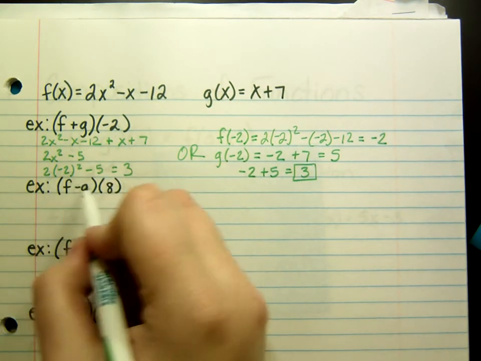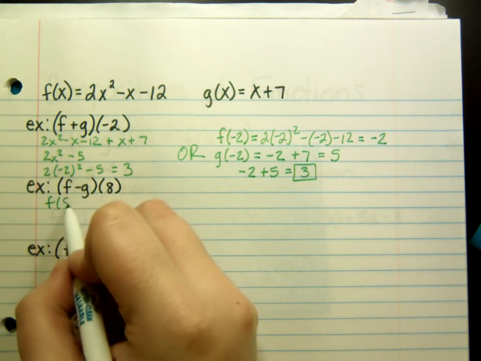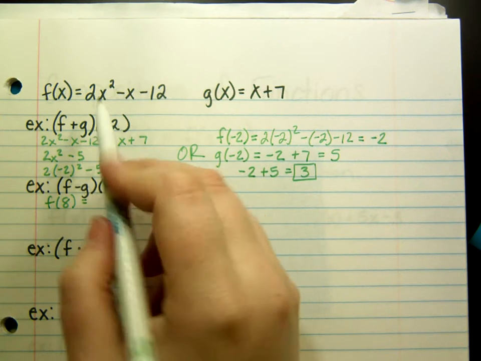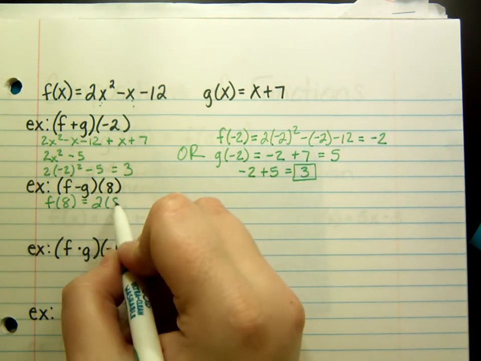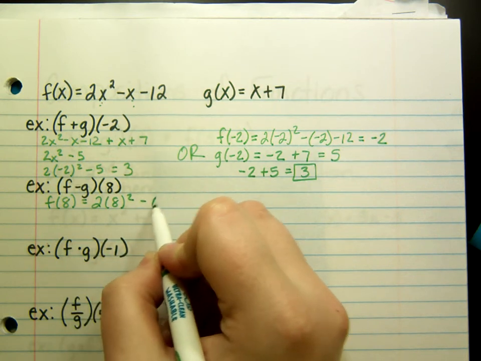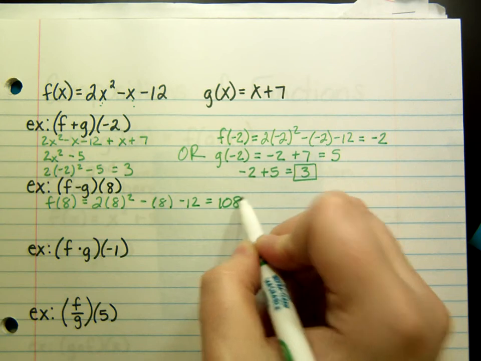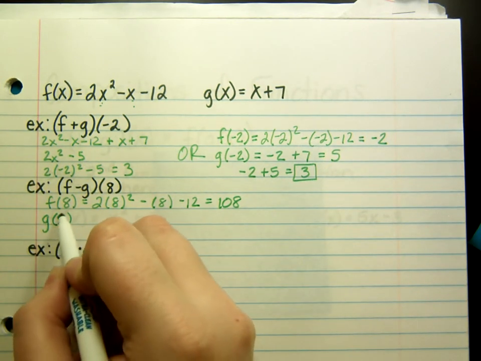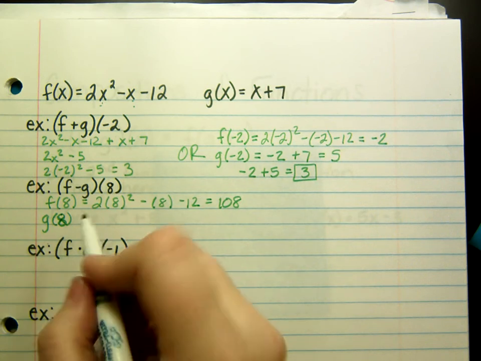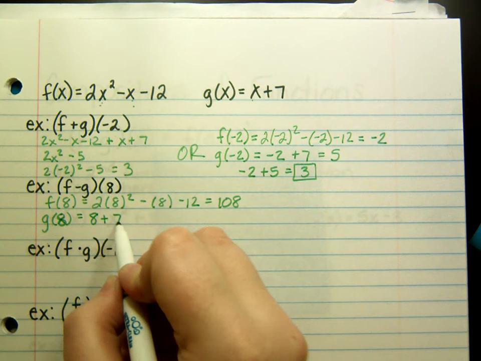So f minus g of 8 means I'm going to take f of 8, plug in 8 anywhere I see an x in this function. So 2 times 8 squared minus 8 minus 12 gives me 108. Do the same thing for g of x, and we're plugging in an 8 for x. So x plus 7 means I'm going to do 8 plus 7 to get 15.